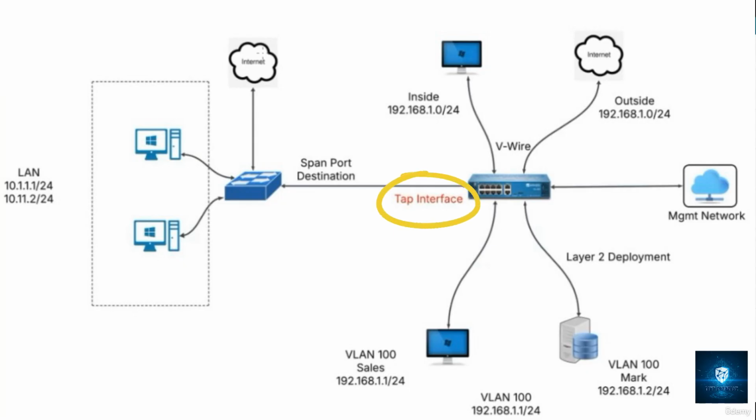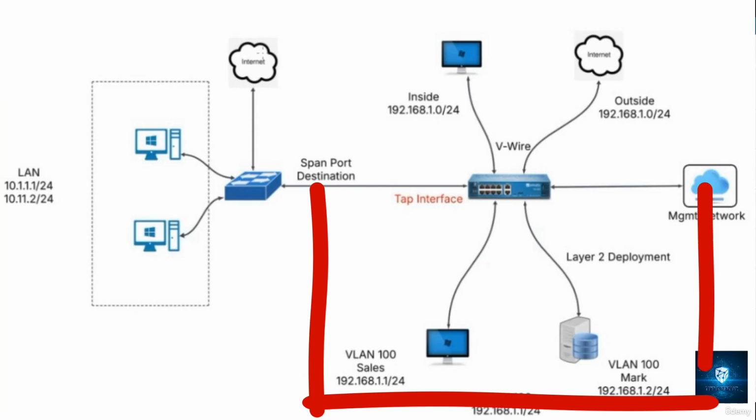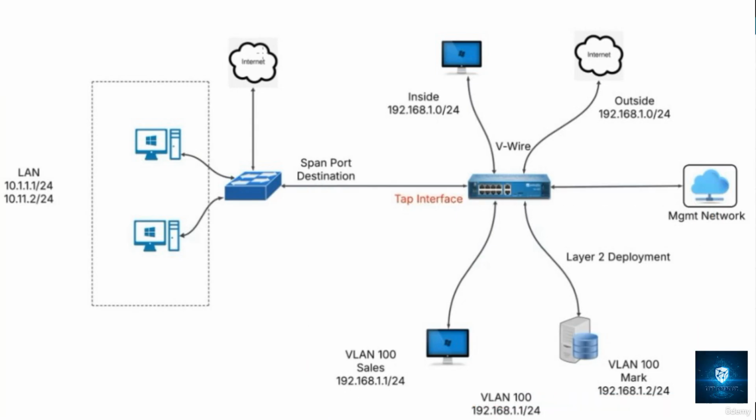So you have seen in the previous videos, we have covered the vWire mode, this is the vWire section, and we have covered the layer 2 mode, L2 mode, which is this section. So we have gone through these two deployments. Now we will go through the tap interface mode.